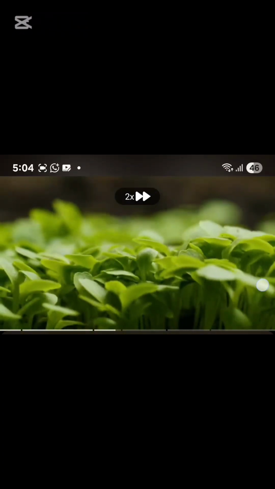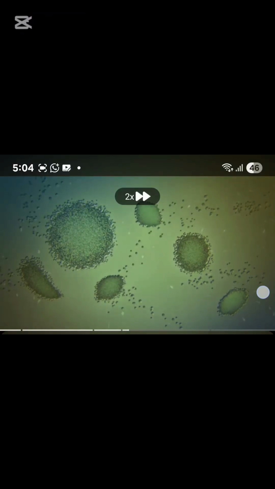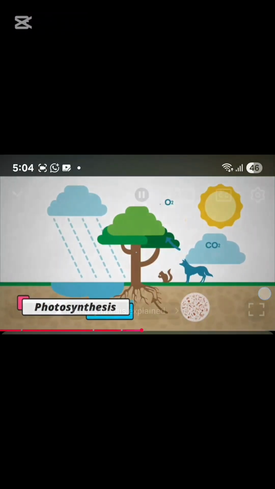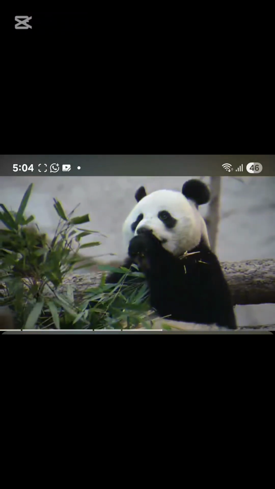As the stem grows taller, little leaves start to grow out of it. The leaves are like the plant's food factories. Leaves use the energy from the sun to turn water and carbon dioxide into oxygen and sugar. This process is called photosynthesis. Without plants, there would be no animals.